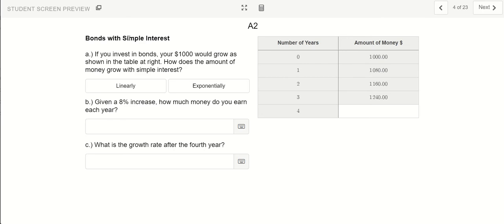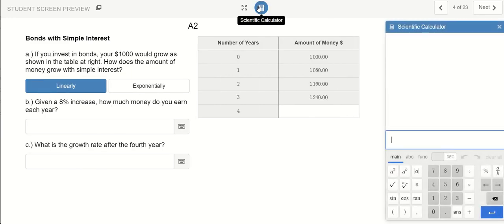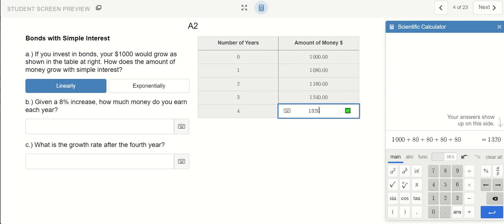Okay. So let's take a look at our first interest, simple interest. If I look at a bond where I invest $1,000, how is this table growing? Notice I'm going from 80 to 160 to 240. So this one is growing linearly. I'm adding plus 80 each time, right? Taking 1,000 plus 80 plus 80 plus 80. So for the fourth year, if I add another 80, I'm at 1,320.